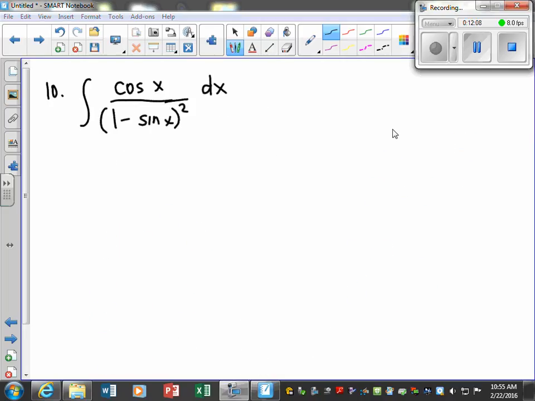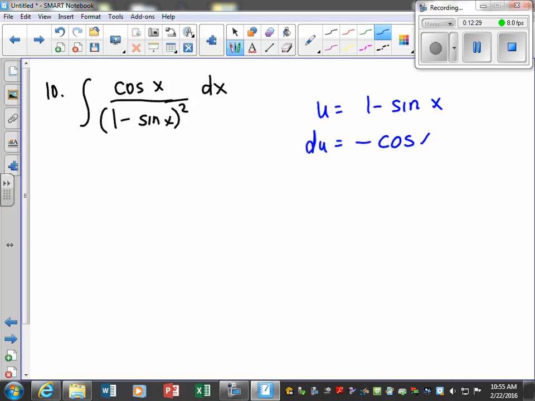Okay, and our last one, we're going to come down here and let this be our u because it's u squared. So let's let u equal 1 minus sine of x. So that means our derivative is going to be negative cosine of x dx, because the derivative of just sine is cosine, and this negative is just brought down.